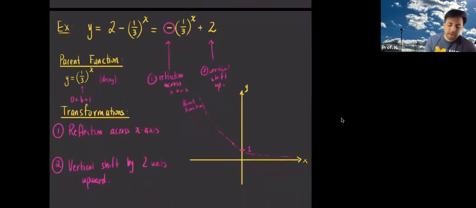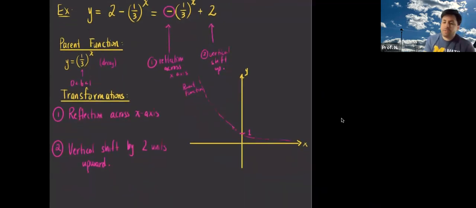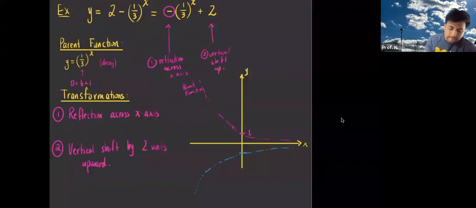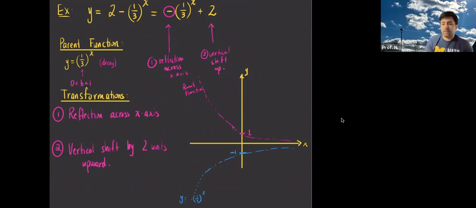And then what happens to this parent function? It's reflected across the x-axis. So then I'm going to have something like this. And this is -1 now. It crosses that -1 because of the reflection. So this is y equals -1/3 parentheses to the x. And then after I do that, what happens? I vertically shift upward by 2 units. So I move all of this by 2 units.